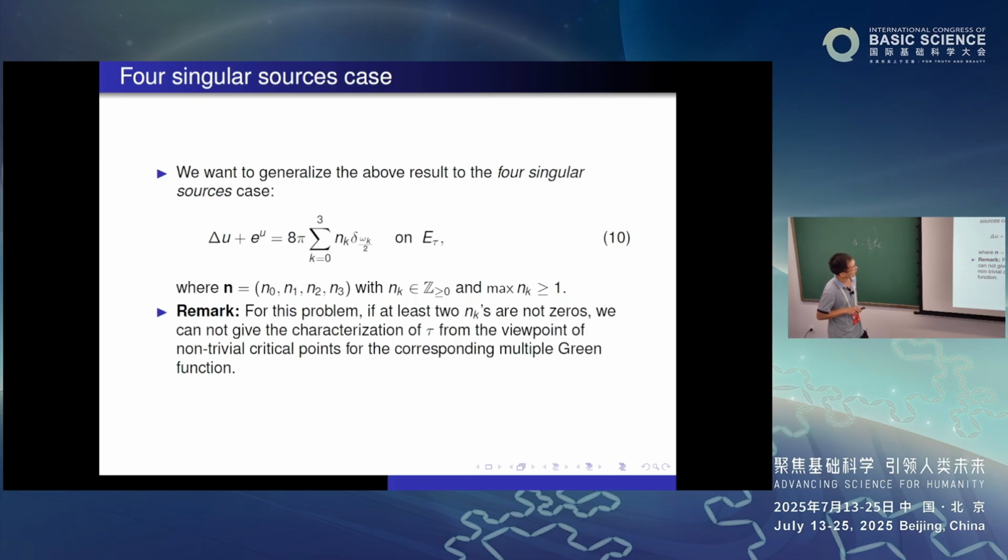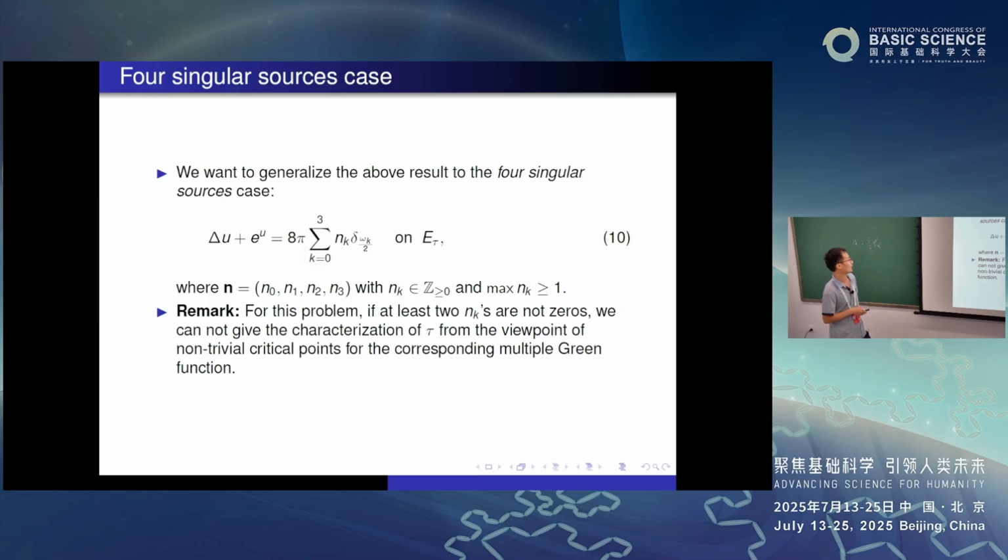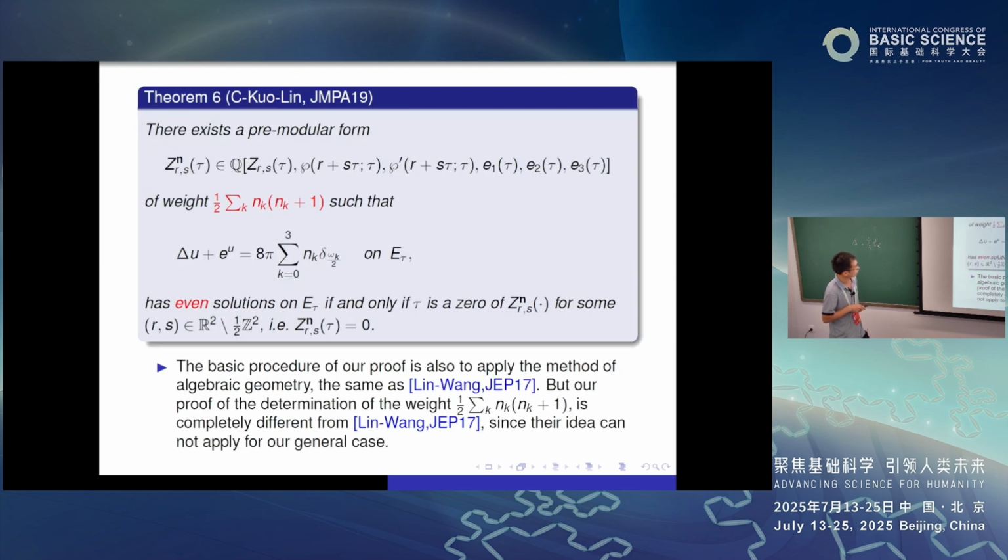So we want to generalize this result to the four singular sources case. On the right-hand side, now we have four singular sources. This equation has only a singular source. But for this problem, it turns out that we cannot give a description from the viewpoint of critical points of the multiple Green function. So we try to study it from the pre-modular form.